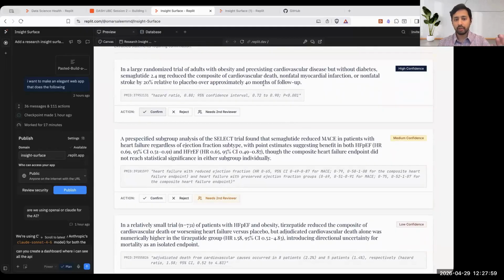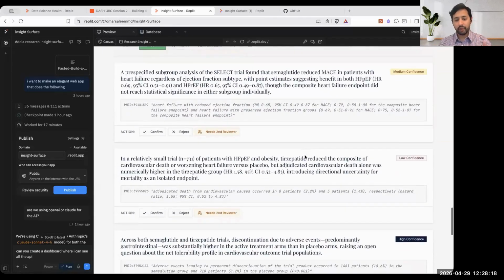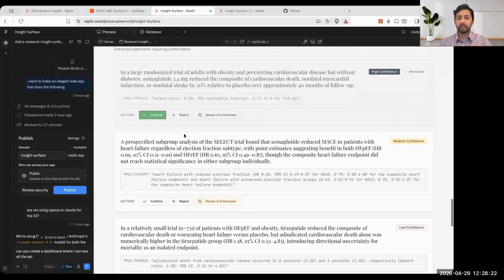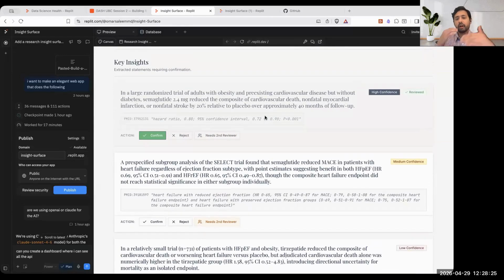So, in a large randomized trial of adults with obesity and pre-existing cardiovascular disease, but without diabetes, semaglutide reduced the composite of cardiovascular death and MI risk. And so, if we agree with that, then we're just going to confirm. So now it's been confirmed. So then it will understand that. And what that does, this confirmation is basically a way to confirm that this is something that is along its lines. So now it's improving the agent's ability to get that.